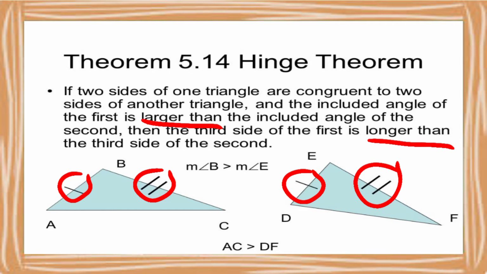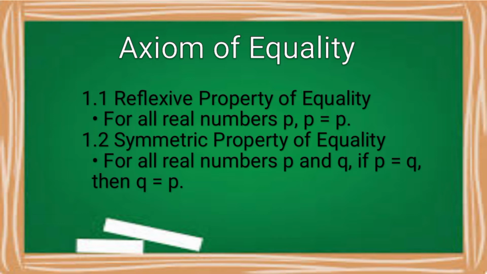So that's it. Okay, axioms of equality. Number one is the reflexive property of equality. Before we can prove theorems, let us go back to the axioms of equality. Reflexive property of equality: for all real numbers P, P is equal to P. That's the reflexive property of equality, same as the identity.